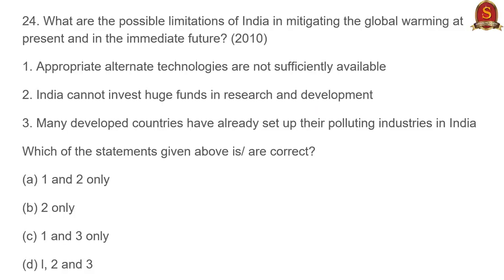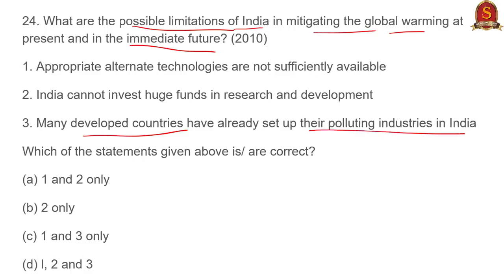Moving to question 24. What are the possible limitations of India in mitigating the global warming in present and in the immediate future? Now, rarely you do find questions like that and statements are given like a joke. Look at the question carefully. You're talking about limitations of India in mitigating global warming. Let's start from statement 3. Many developed countries have already set up their polluting industries in India. Now, this is a fact.